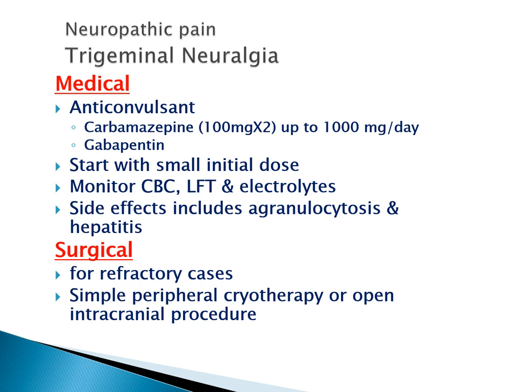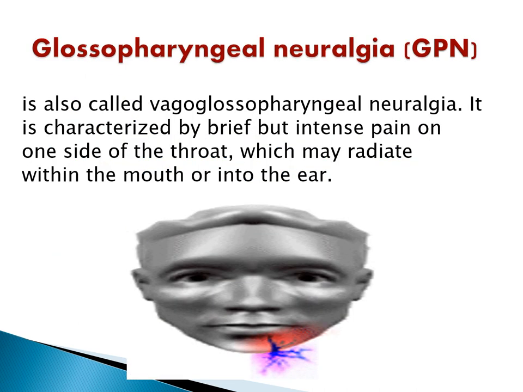Neuropathic pain, trigeminal neuralgia. Medical: anticonvulsant carbamazepine 100 mg x2 up to 1000 mg per day, gabapentin. Start with a small initial dose, monitor CBC, LFT and electrolytes. Side effects include agranulocytosis and hepatitis. Surgical, for refractory cases: simple peripheral cryotherapy or open intracranial procedure.